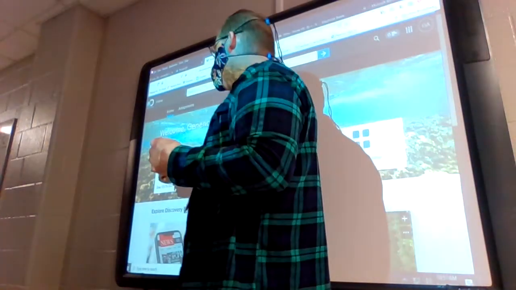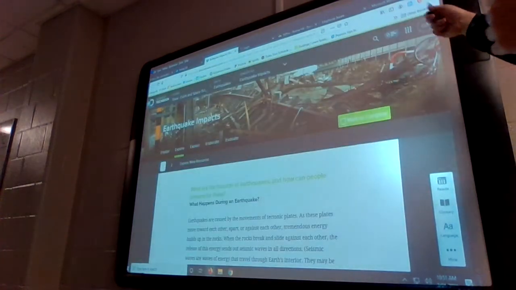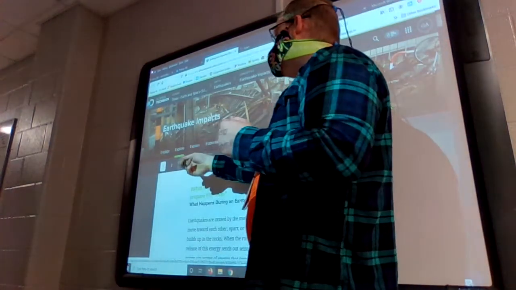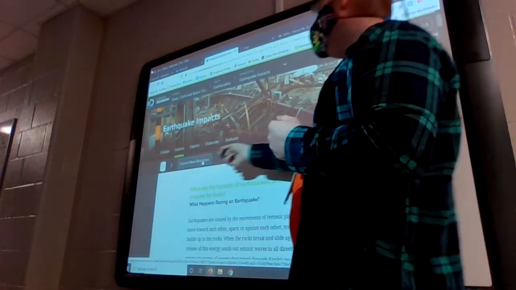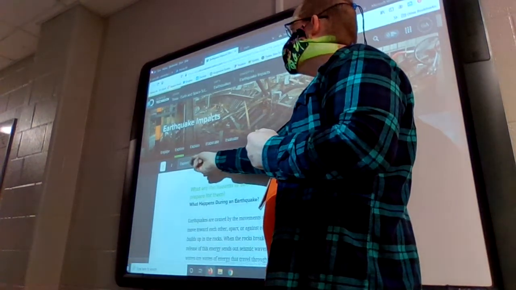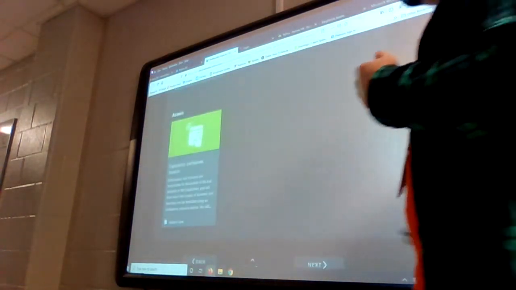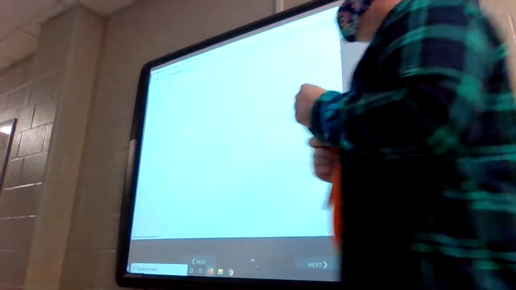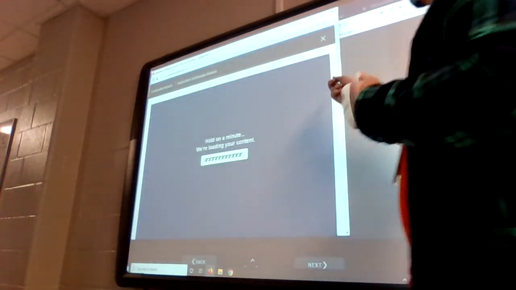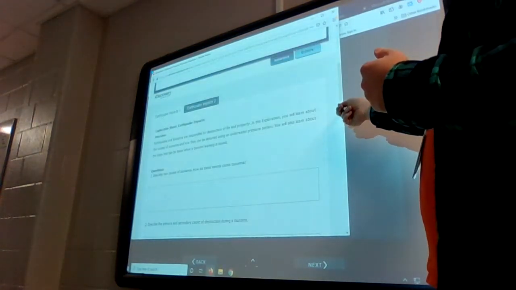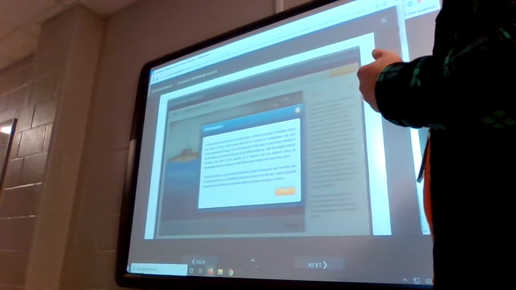So if you click on the reading, it will take you to the first page of the reading. Click on explore more resources. And when that pulls up, go all the way to the bottom of the page and click on the exploration. This is the exploration for earthquake impact. So here we go. Let's take a look at the exploration itself and see what we can do here.